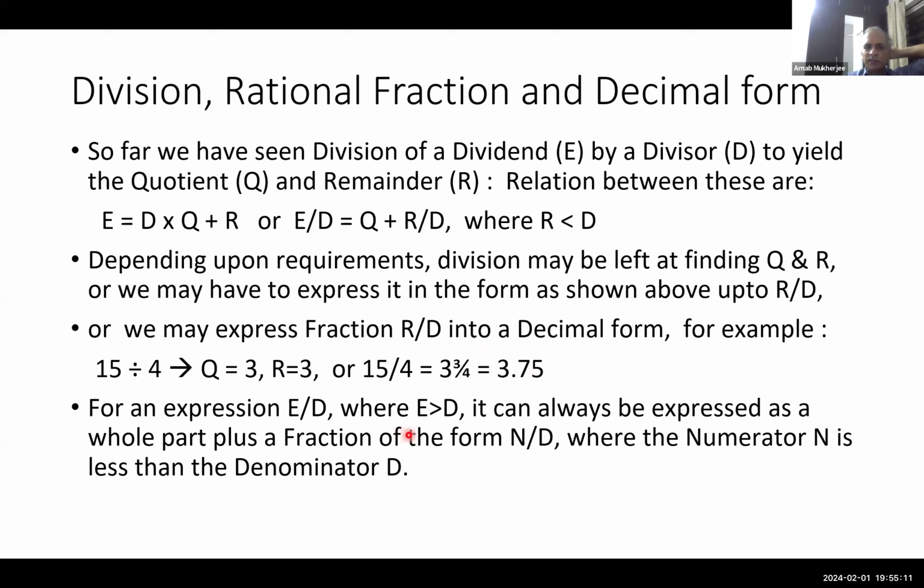For an expression E by D, where E is greater than D, it can always be expressed as a whole part plus a fraction of the form N by D, where N is called the numerator instead of the remainder, and the numerator N is less than the denominator D. So instead of remainder and divisor, we call them numerator and denominator.